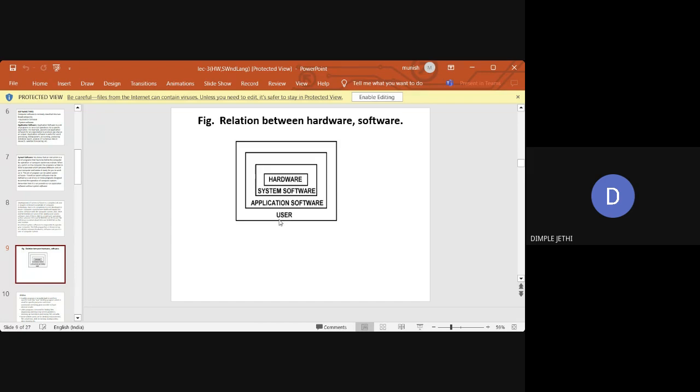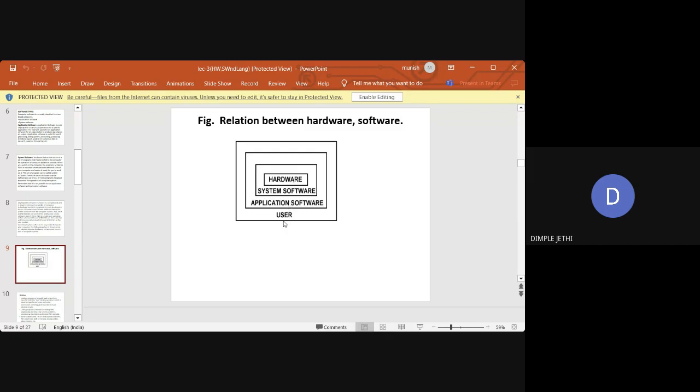So the user will give an instruction to the application software. If I'm using Microsoft Word, that is also application software, and there, if I say sort the data, or save the file, that command is still not understood by the hardware. So that command will go to the system software, like you can say the operating system. Then the operating system can give the command to the hardware. So between your user and hardware comes the application software.